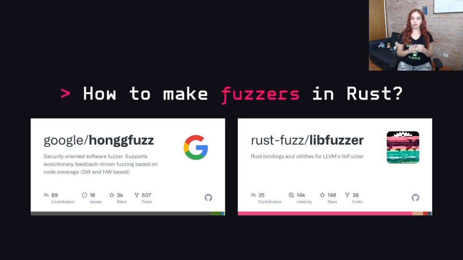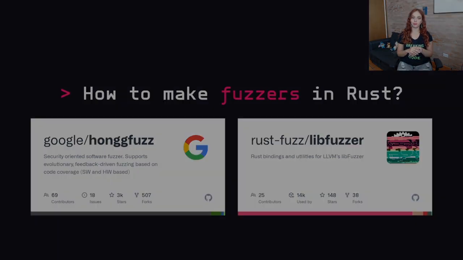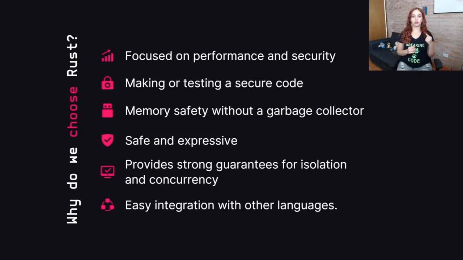Today we're going to talk about fuzzing, more specifically about how to make fuzzers in Rust using the Honggfuzz and the Libfuzz library. First, let's talk about why we choose Rust, since fuzzers are tools that can be implemented in many other ways. In this case, we use Rust because it is a language focused on performance and security, which help us in the task of making or testing a secure code.